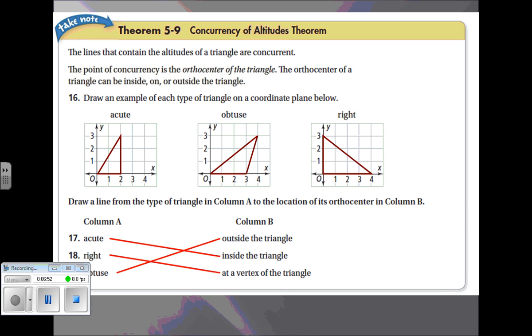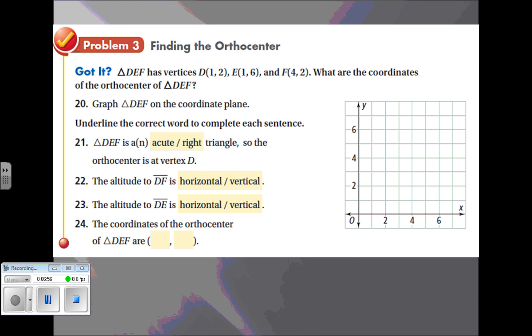So let's continue on, with point O, the origin. Finding the orthocenter. Triangle DEF has vertices D(1, 2), E(1, 6), and F(4, 2). What are the coordinates of the orthocenter of triangle DEF? So we're going to graph it.